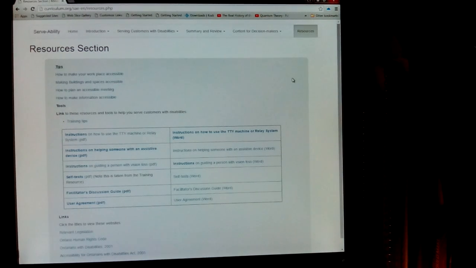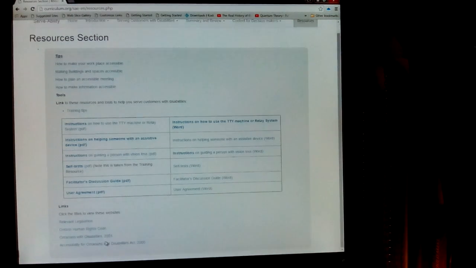And then there's this box here. One side is all PDF, and this is all Word, so they're exactly the same thing. Instructions on how to use a TTY machine or relay system, in PDF or Word. Instructions on helping someone with an assistive device, in PDF or Word. Instructions on guiding a person with vision loss, in PDF or Word. Self-tests in PDF; note that this is taken from the training resource, and also in Word. Facilitator's discussion guide in PDF or Word. And user agreement in PDF and Word.